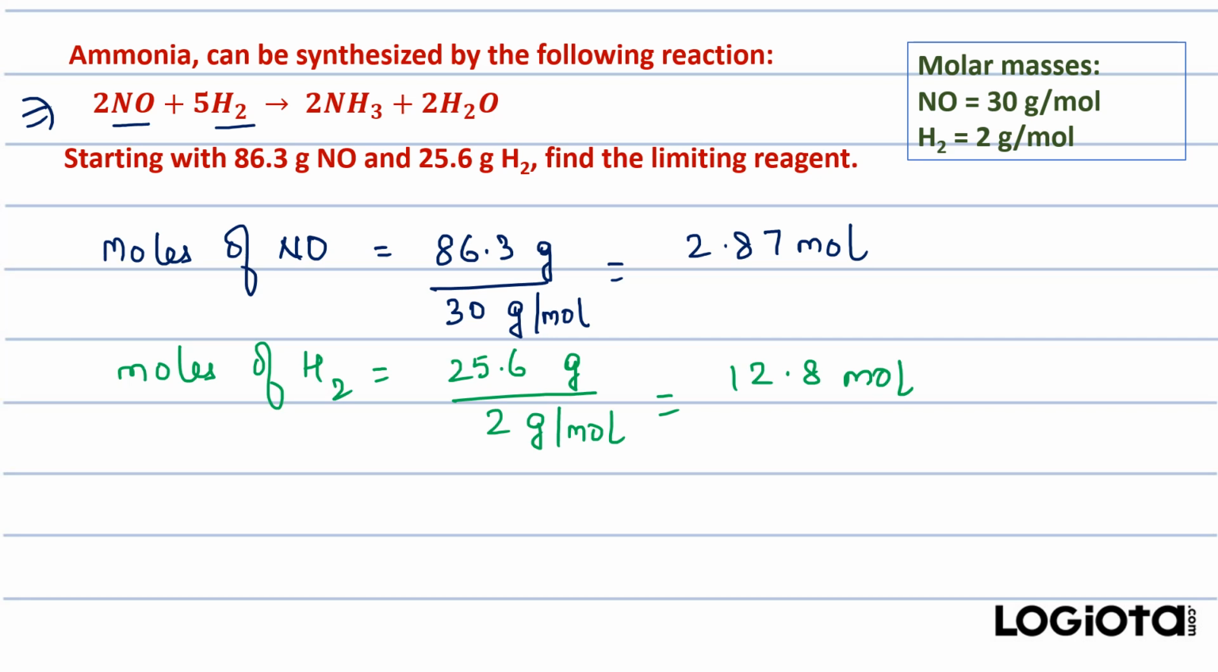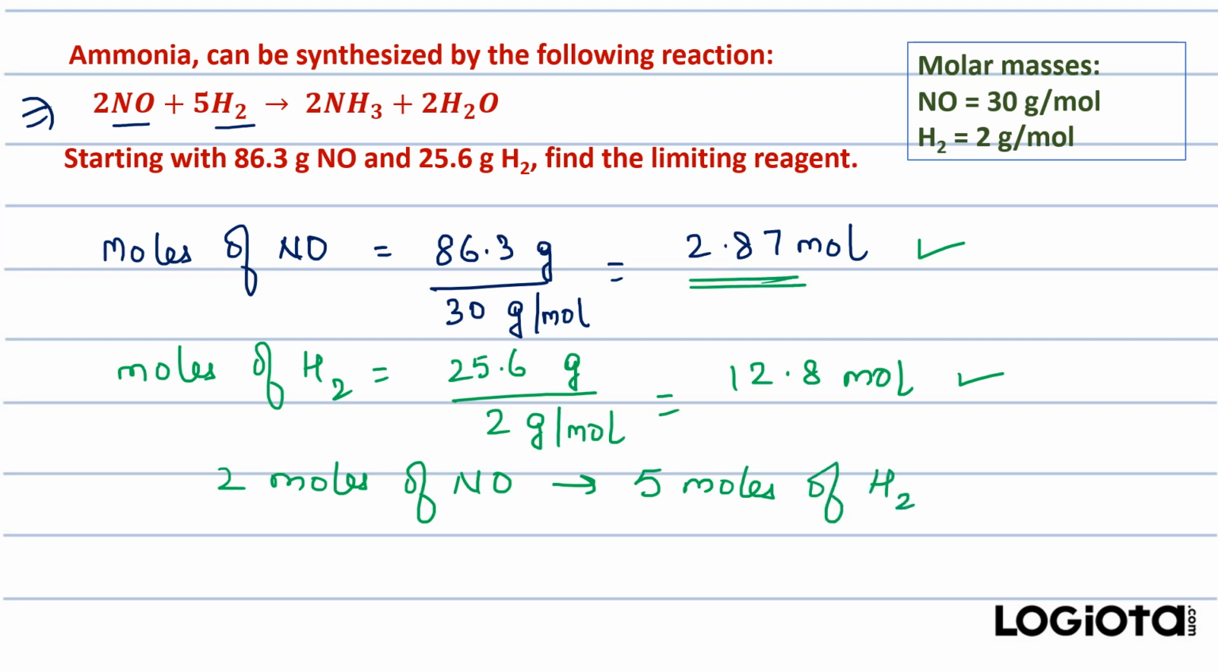Okay, now here you can see that you have got the number of moles of NO and the number of moles of H2. Now from the reaction you can see that 2 moles of NO requires 5 moles of H2, right? Now if we have 2.87 moles of NO, then how much hydrogen would be required? It would be 5 divided by 2 multiplied by 2.87. So you will get an answer of 7.18 moles of hydrogen.